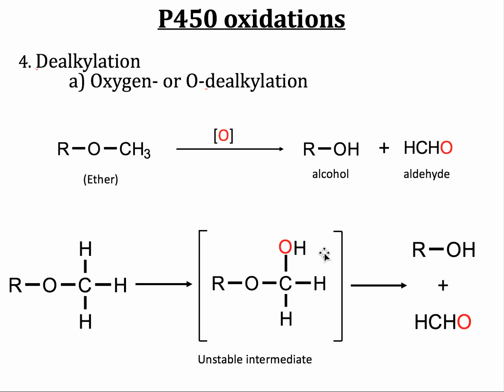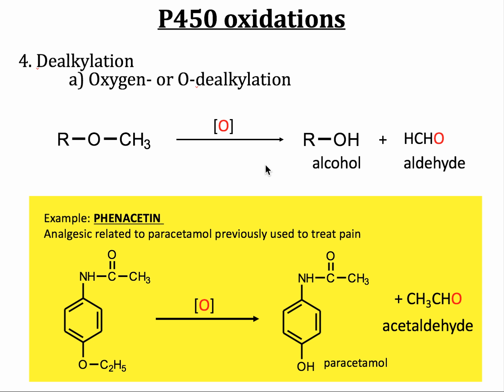Dealkylation, you have various different ones. You have oxygen dealkylation, N-dealkylation, and S-dealkylation. O-dealkylation always forms an alcohol and an aldehyde. The main thing you're looking for is an ether, which is an O in the middle, bound to two different groups on either side. So you end up having an aldehyde and an alcohol. An example is phenacetin, the older version of paracetamol that they used as an analgesic. You break it apart here and you end up having paracetamol and an aldehyde.